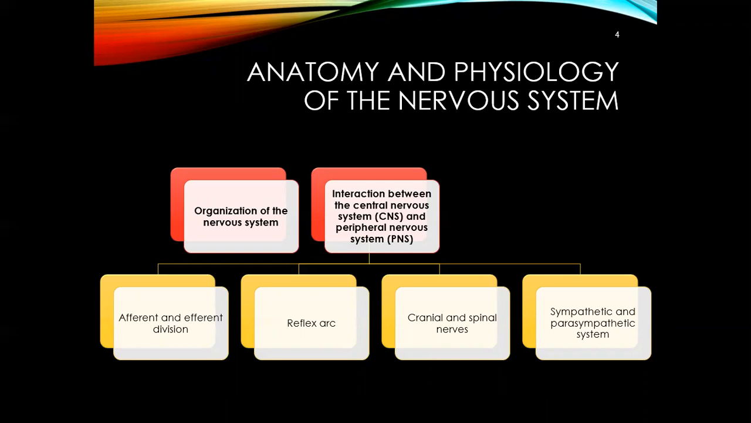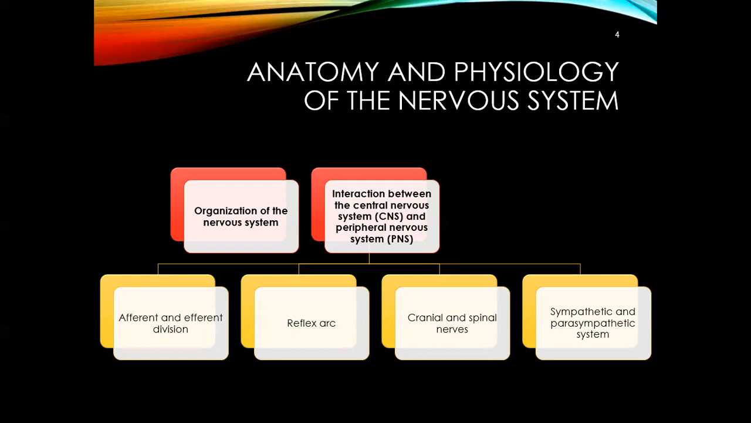As we talk about the peripheral nervous system, the peripheral nervous system gives sensory information to our brain from our sensory organs. It also has distribution pathways of spinal nerves that are called dermatomes and 12 pairs of cranial nerves. Okay. When we talk about the interaction between the CNS and the PNS, we have to talk about the afferent and efferent division of the PNS.